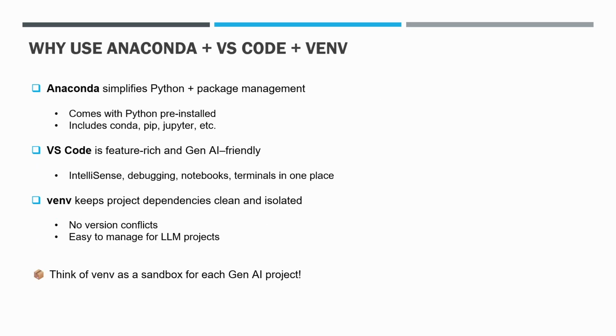What we'll do in this video is set up our environment. For that, we will install Anaconda first, followed by VS Code, and then we will create a virtual environment. Anaconda is basically a Python package management tool. It comes with Python and it also includes a number of other tools which we will be using in this series. And VS Code is a very powerful, feature-rich, and Gen AI-friendly tool.